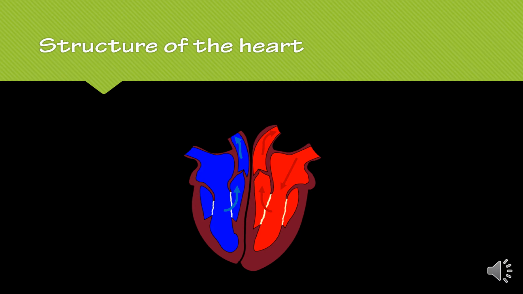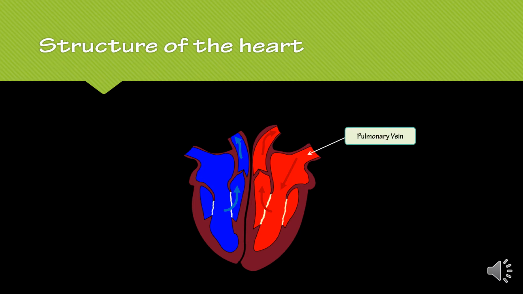Okay, the structure of the heart first of all. As you notice, there are two sides of the heart. The left hand side of the heart is red, representing oxygenated blood, and the right hand side of the heart is blue, representing deoxygenated blood. So let's have a look at the left hand side of the heart first of all.